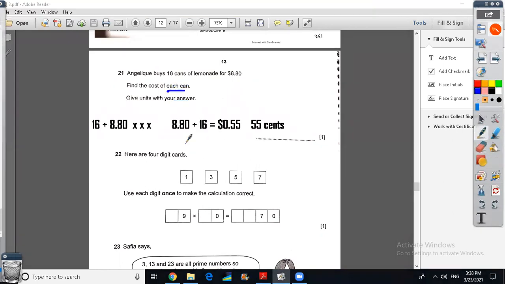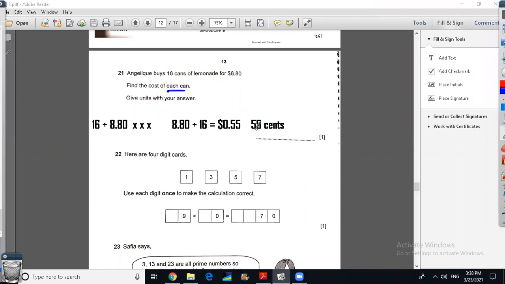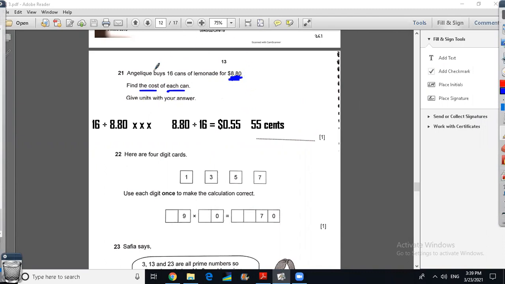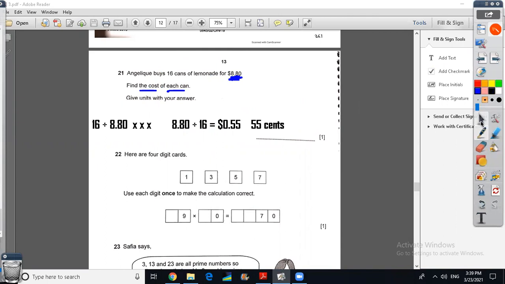Mister, how can I know that I do 8.80 divided by 16, not 16 divided by 8.80? See the question, what do they want you to find? Do they want you to find the cost or the number of cans? They said the cost, so start with the cost, $8.80. They are asking for the cost, so take the cost divided by the cans. If they were asking how many cans, you would divide by the cost. Here they're asking about the cost, so take the cost divided by 16. 8.80 divided by 16.